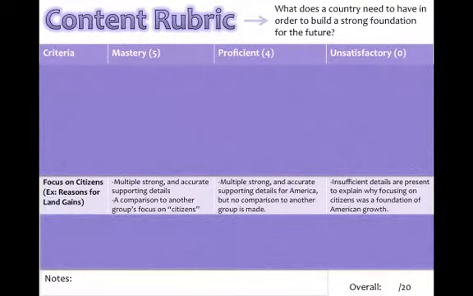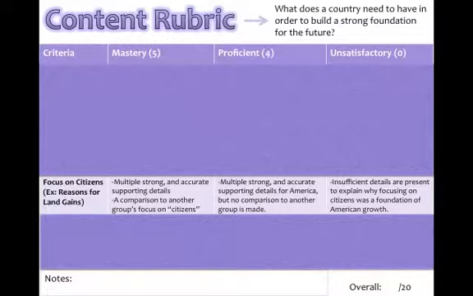Third, a focus on the citizens. This one is the trickiest to understand, but it's actually pretty straightforward, so I'll explain what I mean by this. When we say focus on the citizens, what I'm really trying to get at with this is the idea that when America makes decisions, the design is to help the people of America, not to help the government of America.